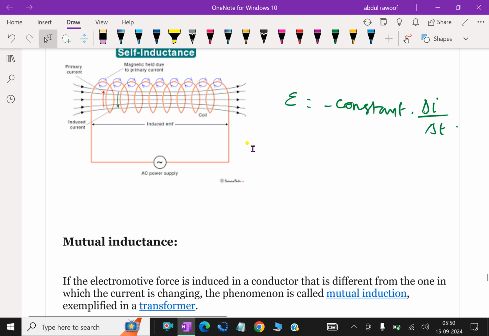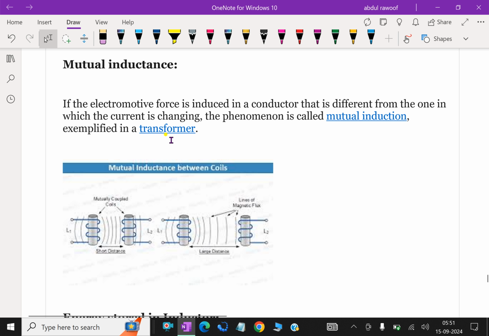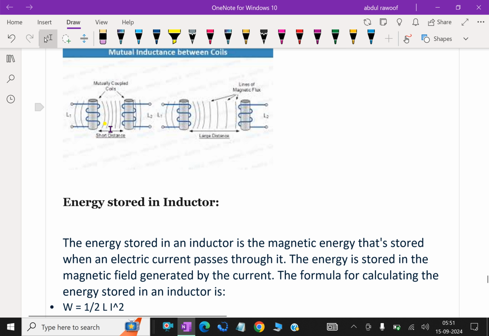Mutual inductance is when an electromotive force is induced in a conductor that is different from the one in which the current is changing. This phenomenon is called mutual inductance, exemplified by a transformer. A transformer works under the mutual inductance rule. Look at here, the primary coil and secondary coil. Due to the change in current in the primary coil, it induces inductance, and that inductance is mutually induced in the secondary coil also.